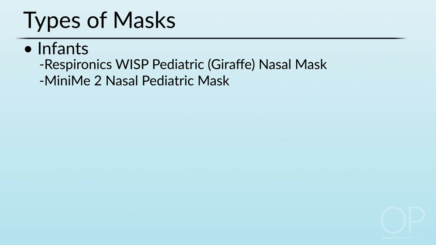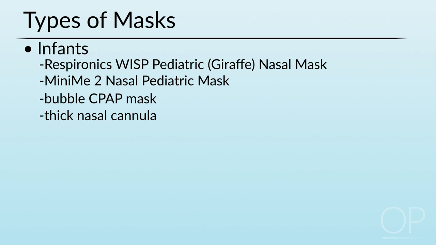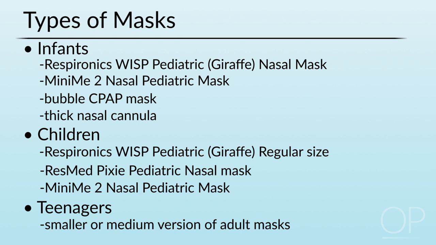Types of masks. There are various masks used for children, and recently there have been so many masks in the market. It is very important for us to be familiar. There are only a few masks which are used for infants, such as the Respironics Wisp Pediatric small nasal mask and Mini-Me 2. Sometimes we use a bubble CPAP mask, and people sometimes use a thick nasal cannula such as the RAM cannula. In children, there are several masks available. And in teenagers, we use the smaller or the medium version of the adult masks.